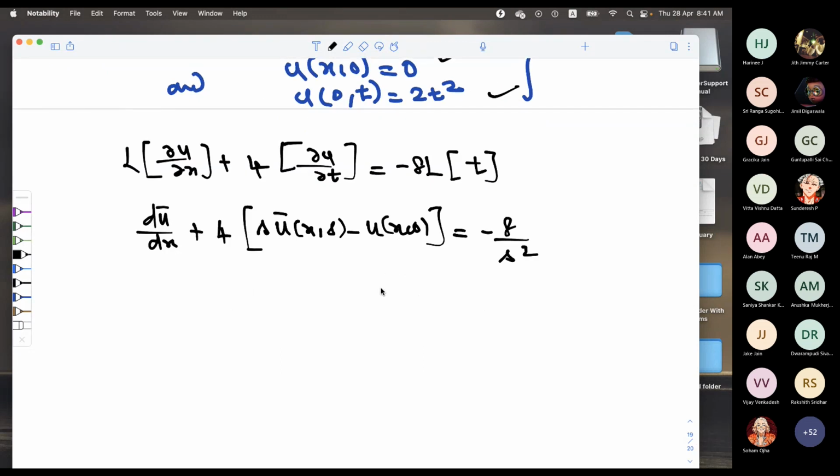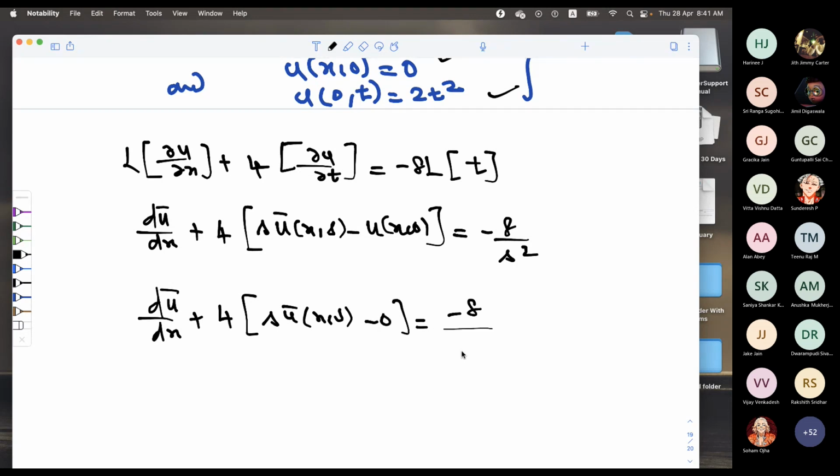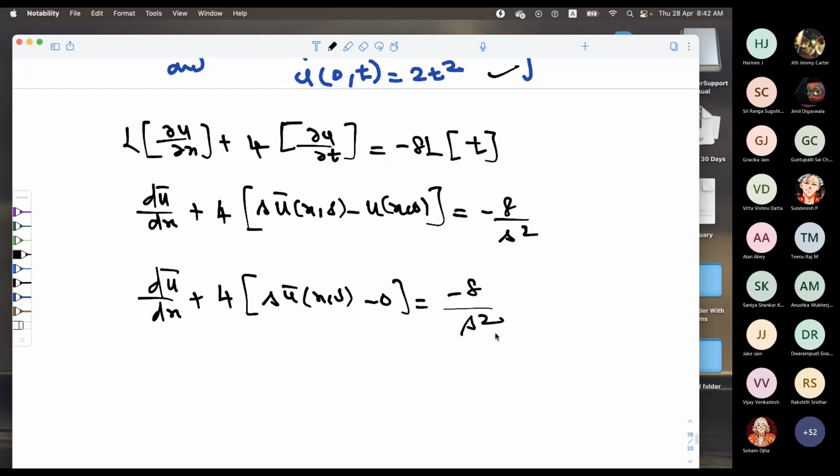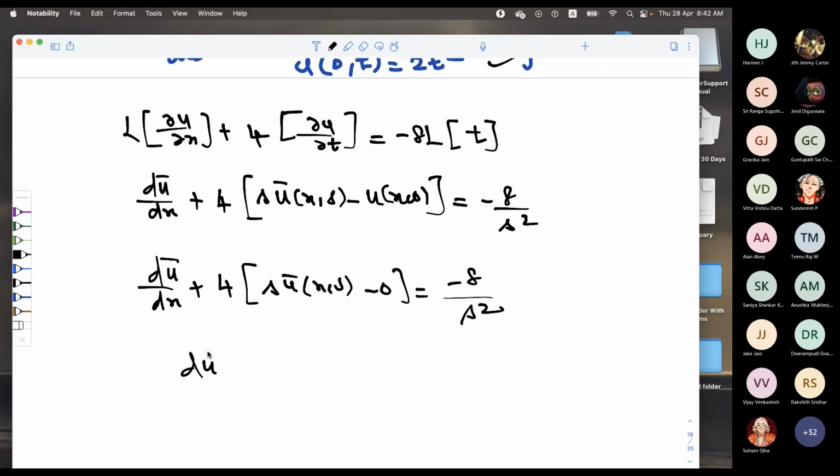Yes, sir. Okay, now d u bar divided by dx plus 4 times s into u bar of x comma s. u of x comma 0 is 0. Simply it is 0 minus 8 divided by s square. So what is my given differential equation? d u bar divided by dx, plus 4 times s into u bar, equal to minus 8 divided by s square.